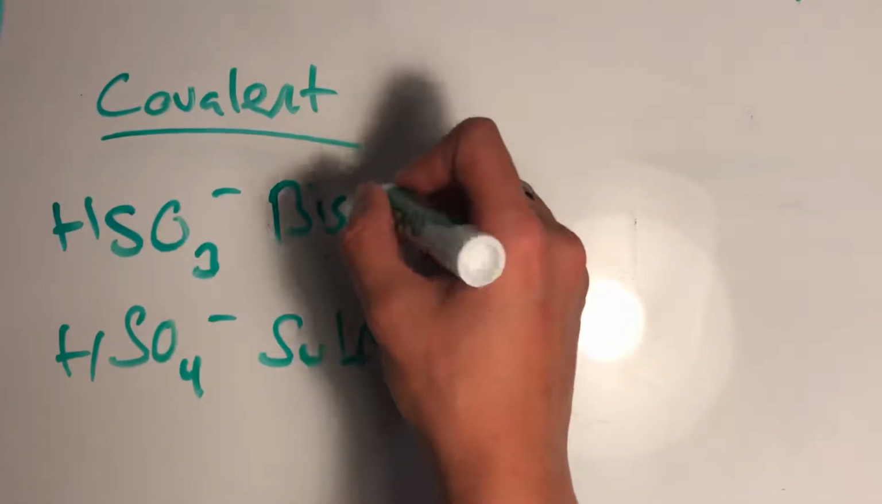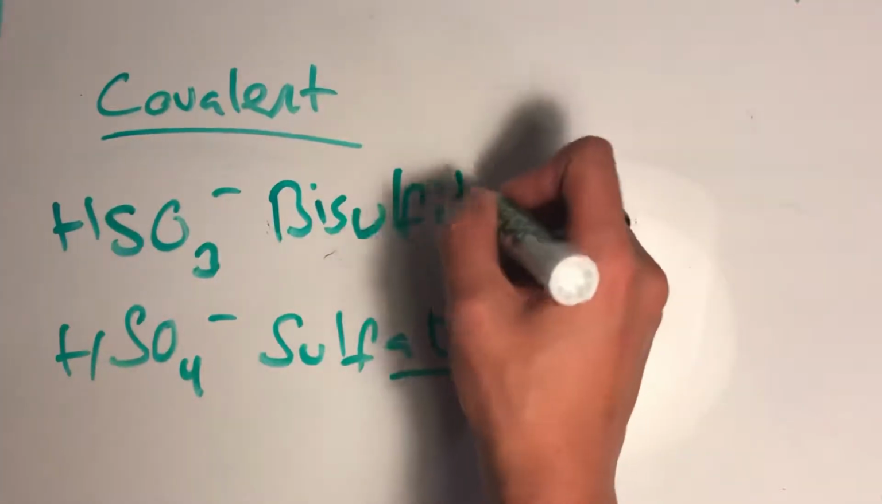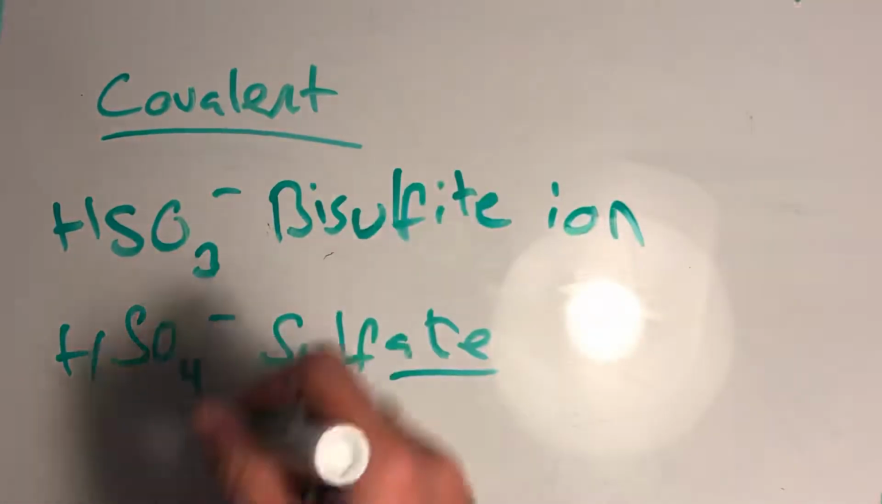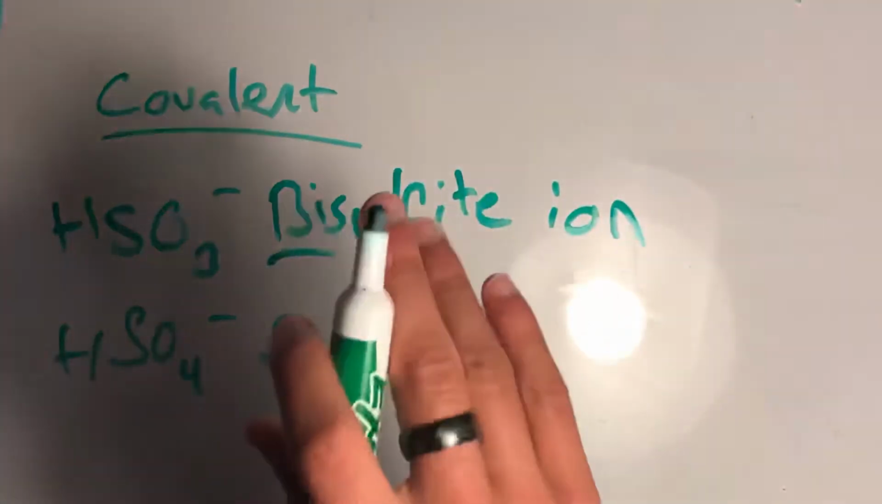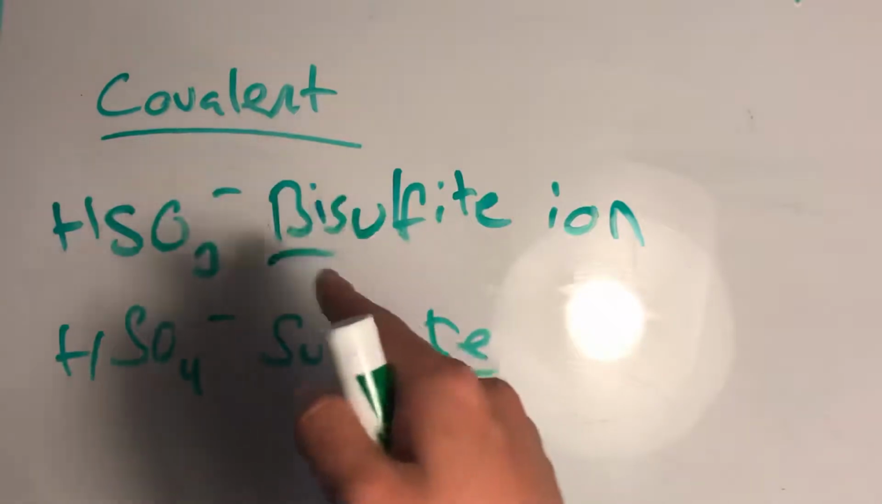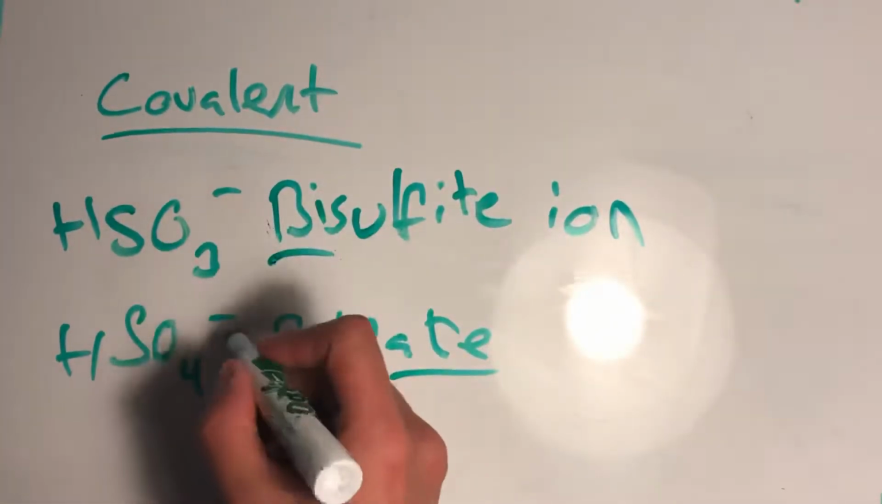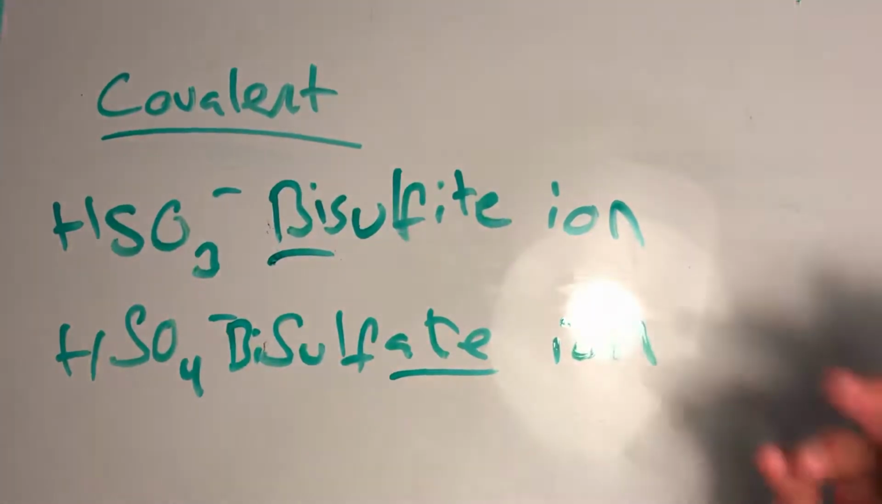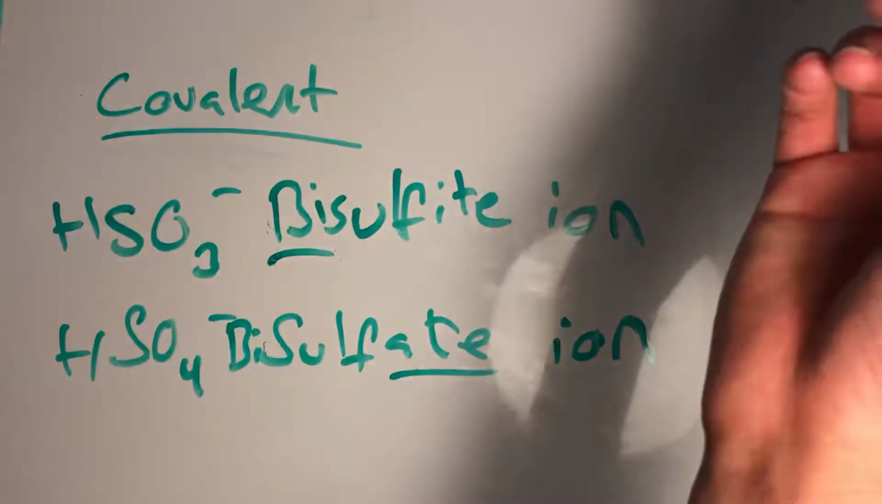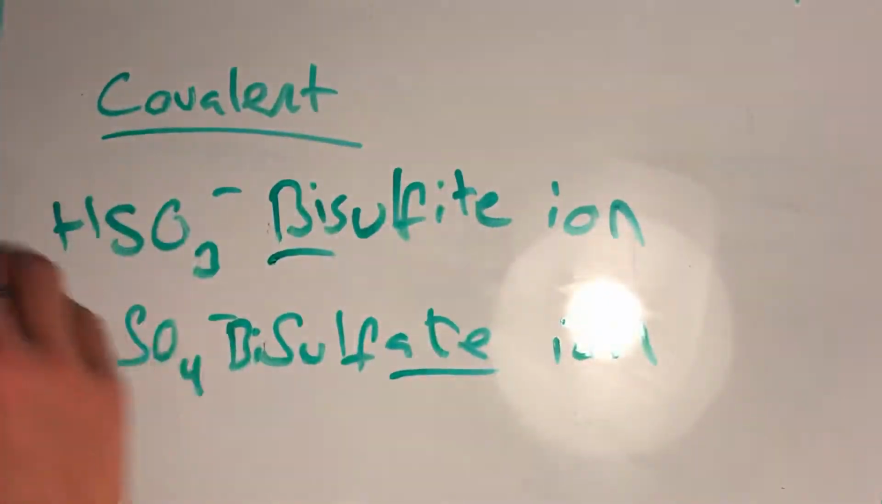So bisulfite ion. And for some reason, they put bi in front, kind of like bicycle. You'd think it'd be 2, but it's actually not. It's a little bit confusing. This is not the only one that goes with this, and this one is also bisulfate ion. So these aren't really the only ones that do this, but these are some of the different exceptions. So those are just some other things to consider.